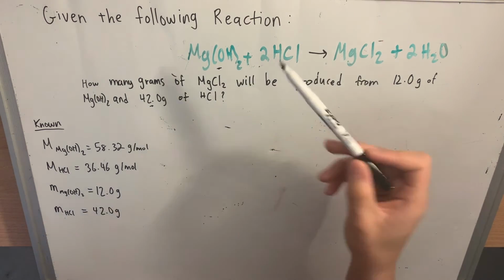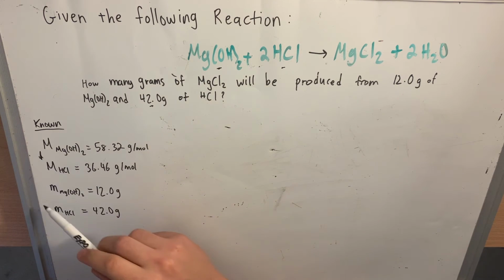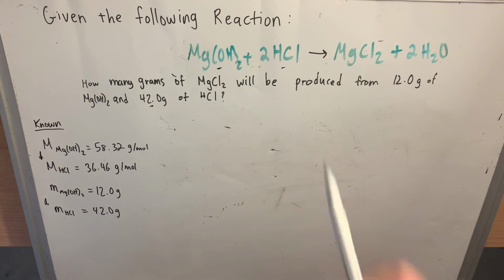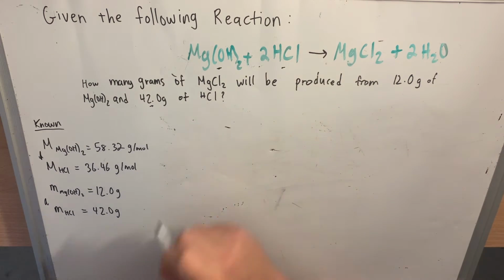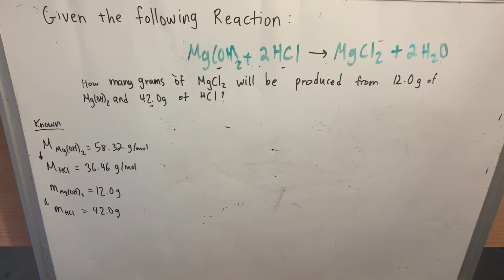First, let's start by listing our knowns over here. We have the molar masses and the masses of each of our reactants. And if you realize, there are two reactants in this equation. So we have to determine which one is the limiting reagent to calculate the mass of this product over here.